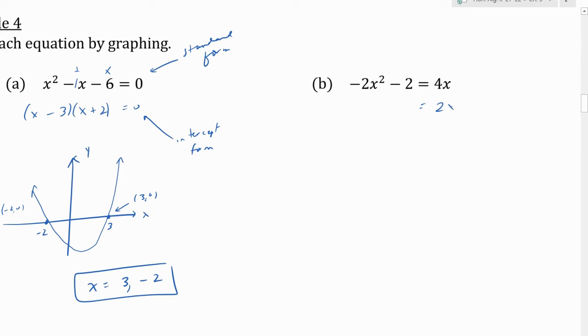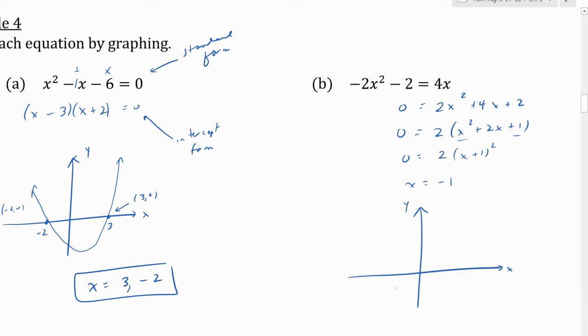This one I would definitely bring everything to the right, because then you've got your lead coefficient positive. I would factor the 2 out. And then, ooh, that's a perfect square trinomial. It's an x plus 1 all squared. So what makes this 0? The only thing that does is a negative 1. Because if you were to graph it, that parabola is going to open up. It's just going to touch the x-axis at that one spot.